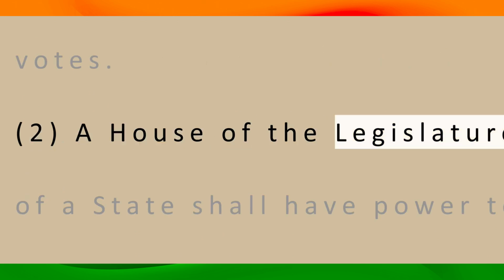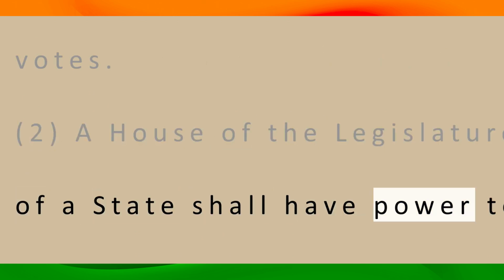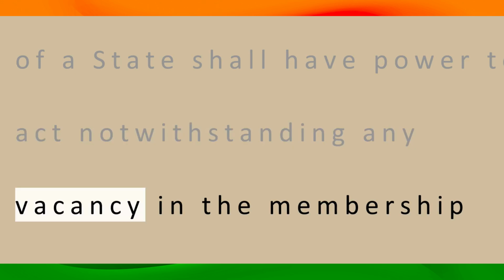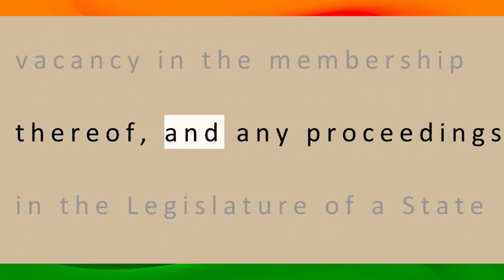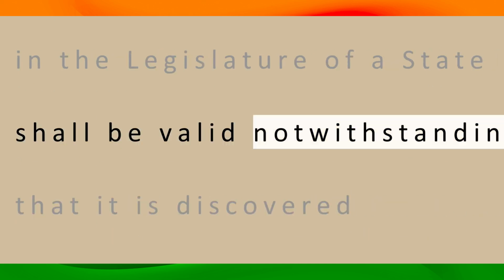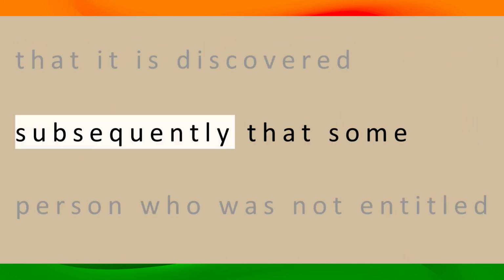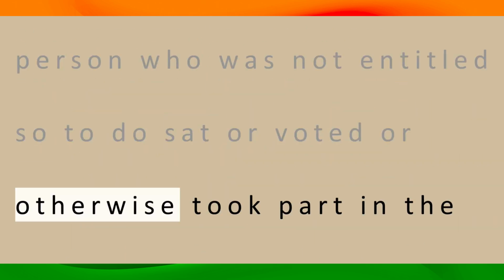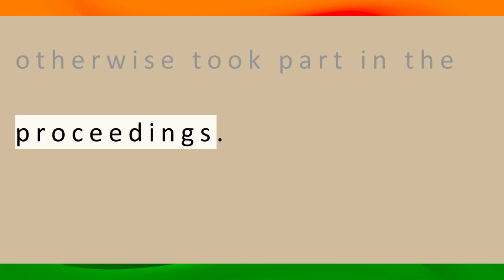2. A House of the Legislature of a state shall have power to act notwithstanding any vacancy in the membership thereof, and any proceedings in the legislature of a state shall be valid notwithstanding that it is discovered subsequently that some person who was not entitled so to do sat or voted or otherwise took part in the proceedings.